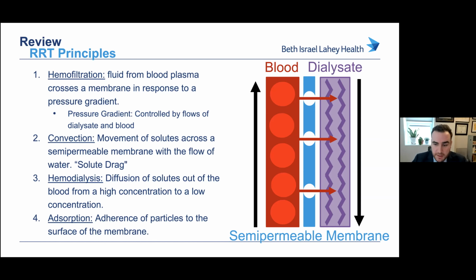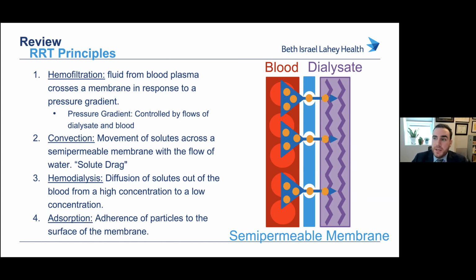The next is convection. The way I like to think about convection is it's solute drag. So if you think about a river that's flowing slowly, it will drag lots of mud and rocks downstream very slowly over time. But if there was a flood, it's going to drag rocks and tons of mud down river very quickly. So the same is true in convection. As you have a large gradient of water that can cross the blood into the dialysate, you can drag a lot more solutes along with the blood into the dialysate as the flow of water across the membrane increases.